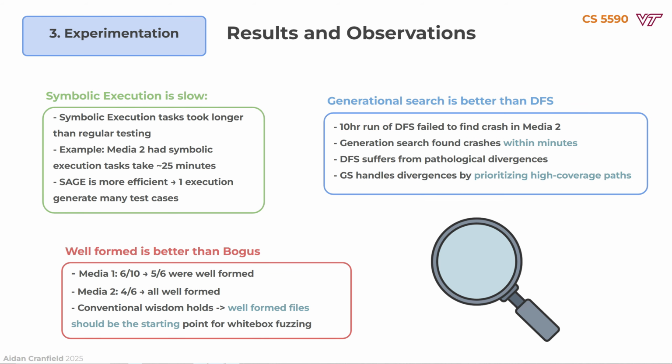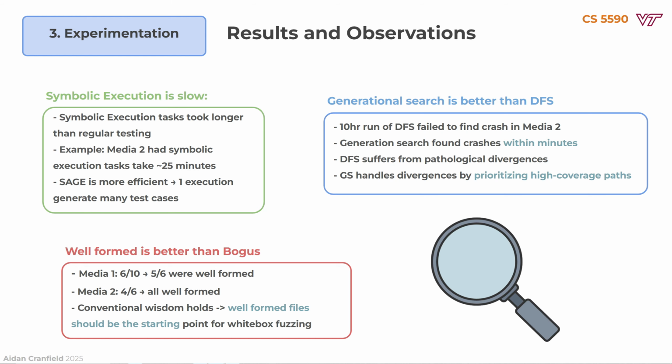So some results and observations. Now, symbolic execution tasks were noted to be slower than regular program testing. Not slightly, significantly slower than regular program testing or tracing. So here we have the example. In the media 2 experiment, there's a case where symbolic execution averaged about 25 minutes per task, and regular tests did this in just a few seconds.